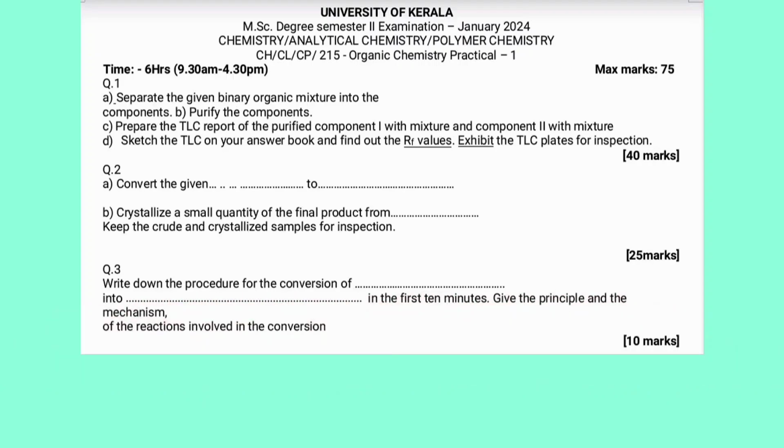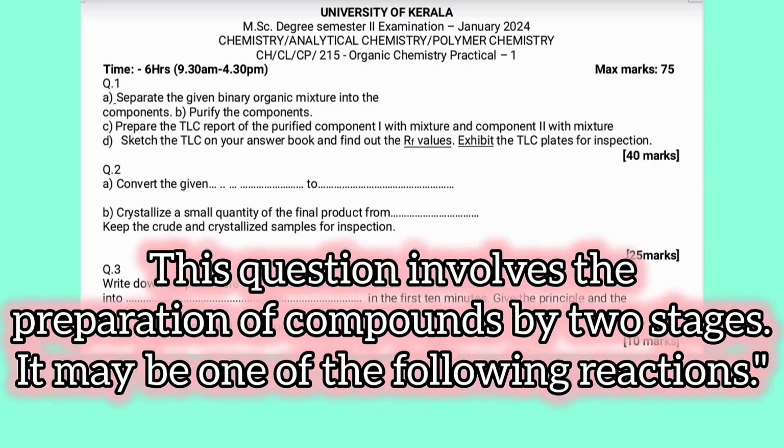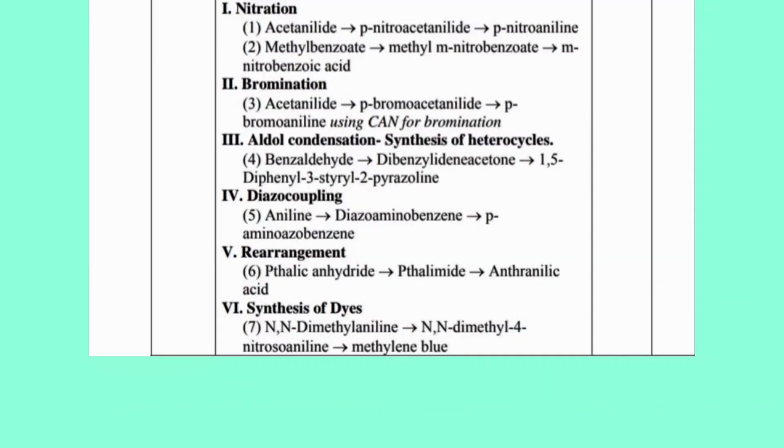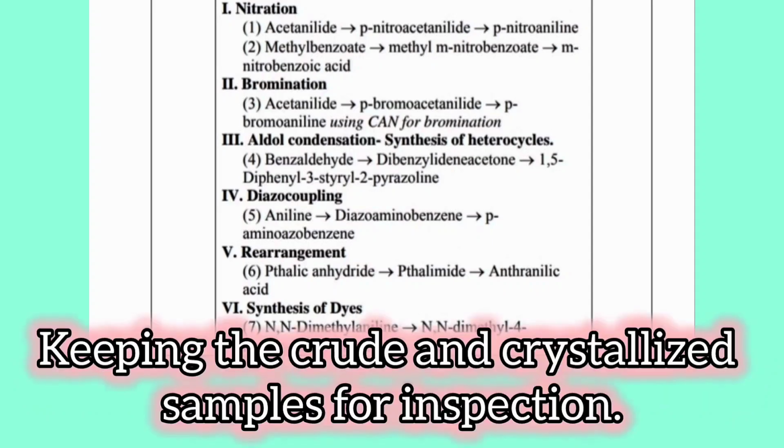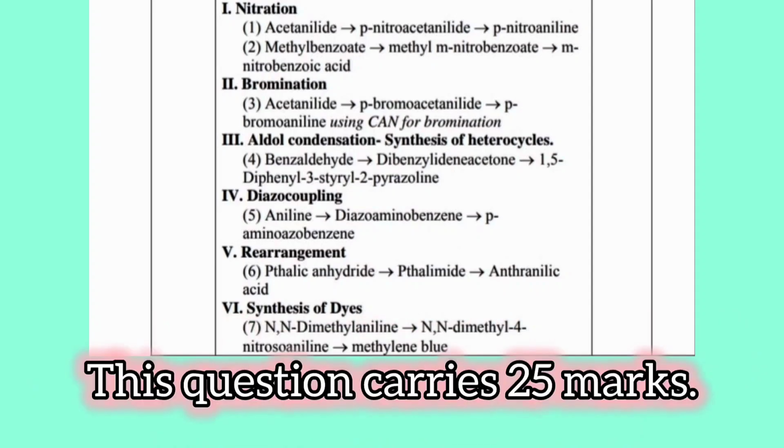Next question. 2a. Convert the given A to B. Crystallize a small quantity of the final product from the given solvent. Keep the crude and crystallized samples for inspection. This question involves the preparation of compounds in 2 stages. It may be one of the following reactions. The examiner will decide which reaction to perform. We are also crystallizing a small quantity of the final product and keeping the crude and crystallized samples for inspection. This question carries 25 marks.